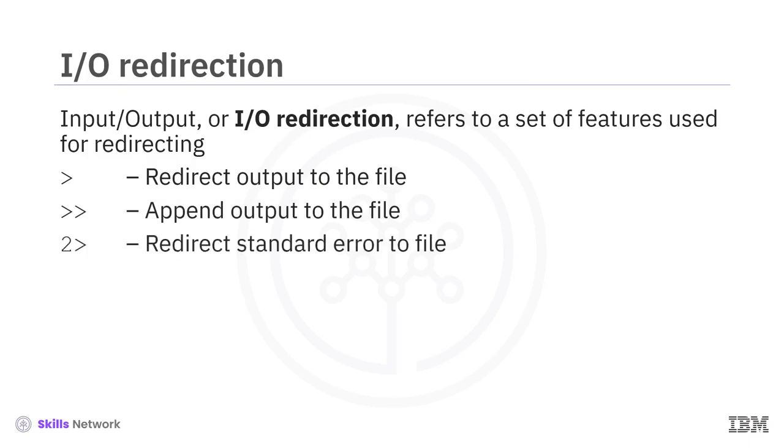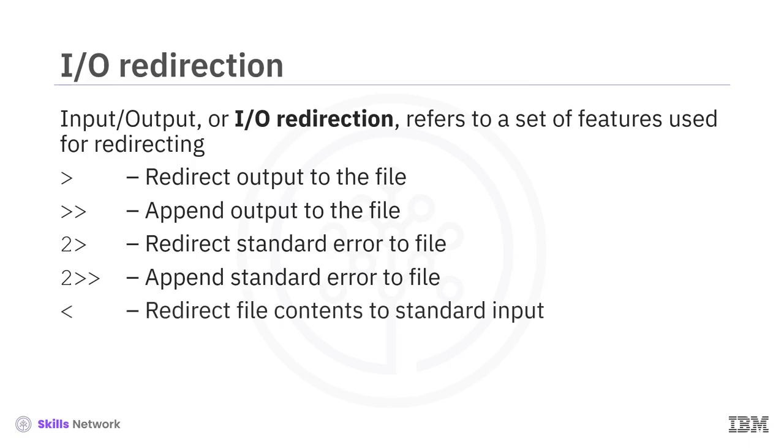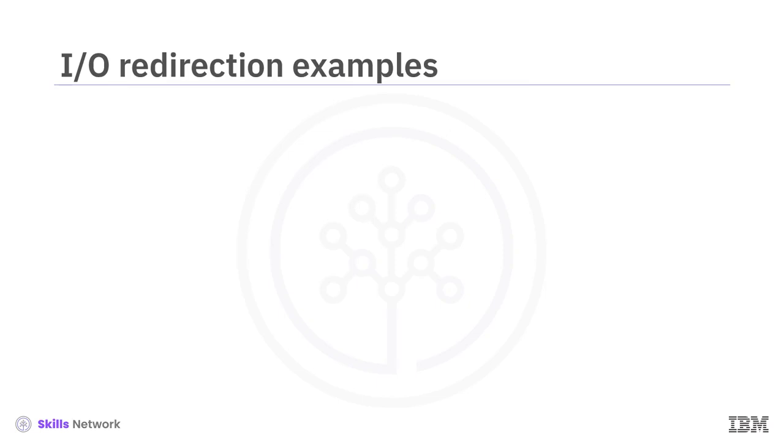The combination 2 greater than redirects an error message to a file. To append the error message, for example, to an error log file, add another greater than sign. And lastly, the less than sign is a redirection that is used to pass file contents as input to the standard input. Let's look at a few examples.